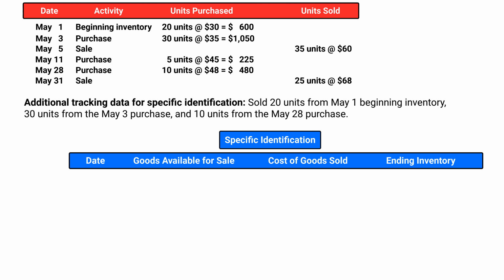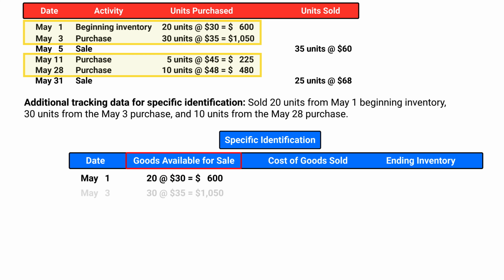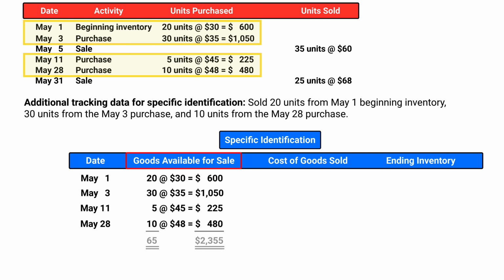Okay, let's do an example. Assume our records show that on May 1st, we had 20 units in inventory that had cost $30 each. On May 3rd, we purchased 30 units of inventory for $35 each. On May 11th, we purchased 5 units for $45 each. And on May 28th, we purchased 10 units for $48 each. We take that information and fill it into the goods available for sale column.